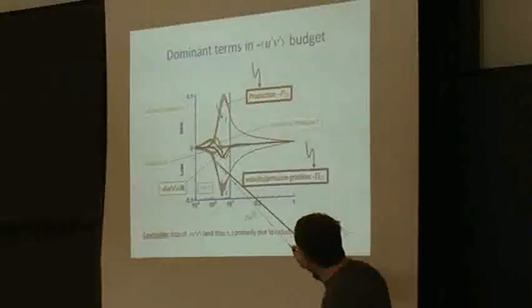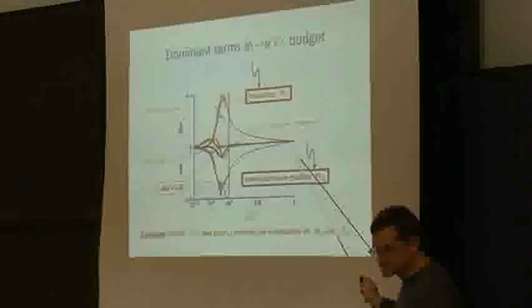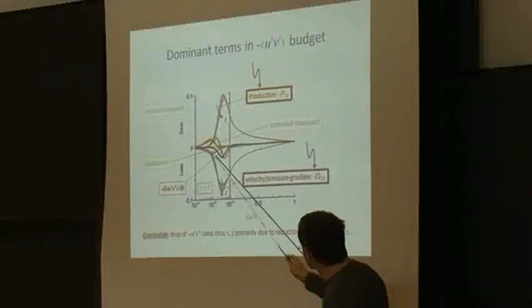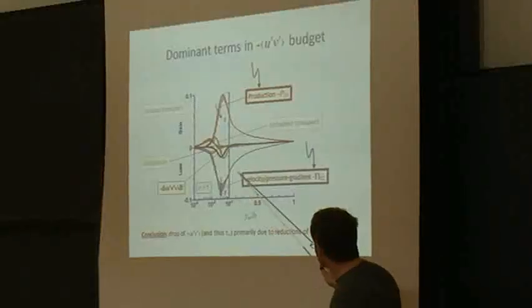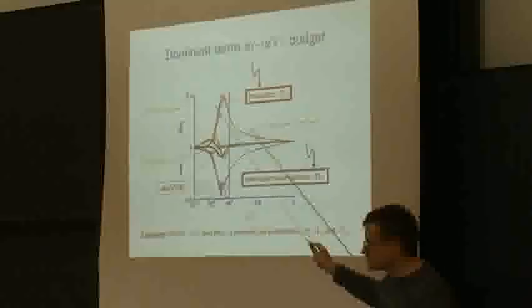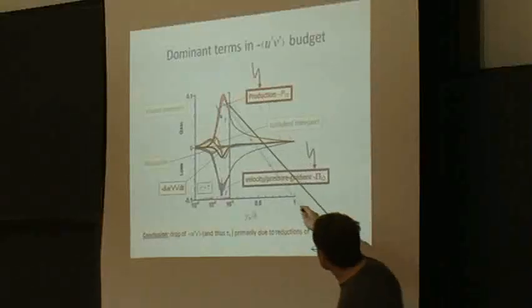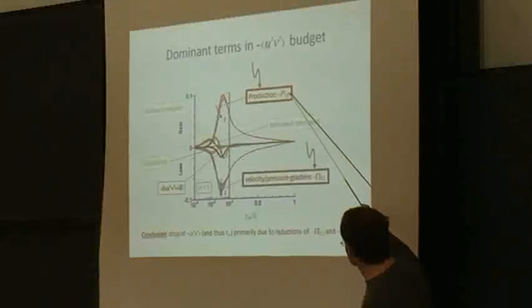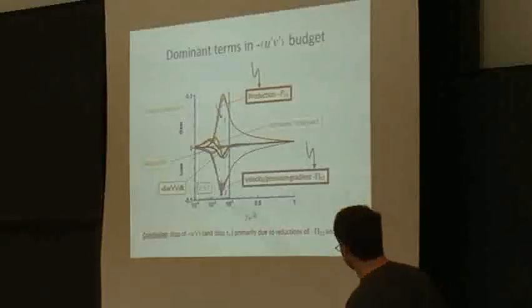The different line types correspond to different terms in the budget. The black line is the initial condition of that quantity, and the shaded regions tell you how much change has been induced by the span-wise shear motion. And what we find is the two big players are the production term and the velocity pressure gradient term.